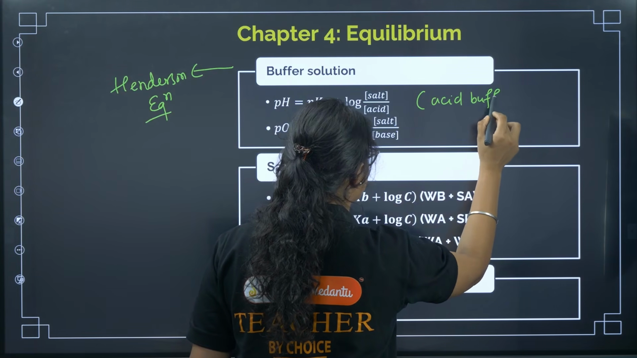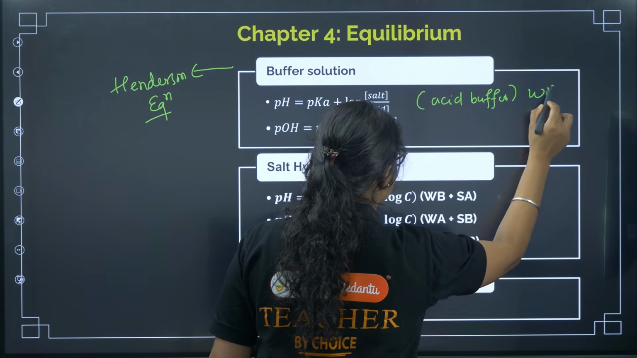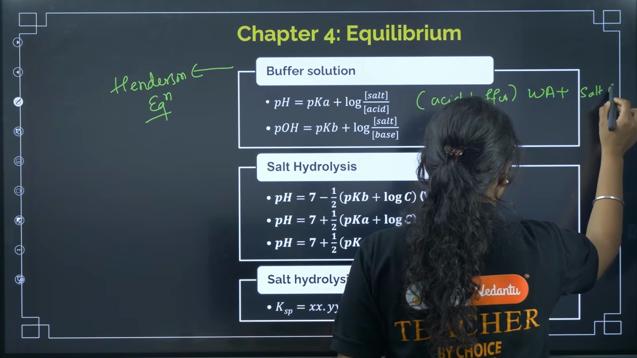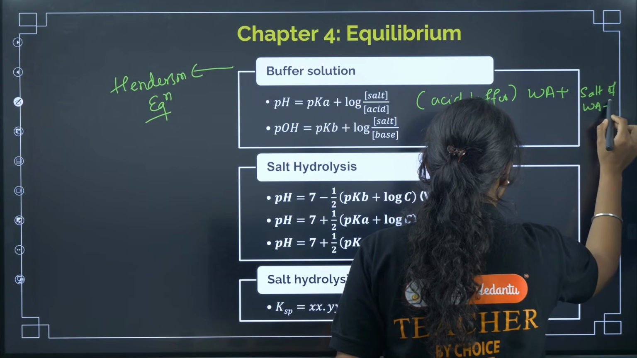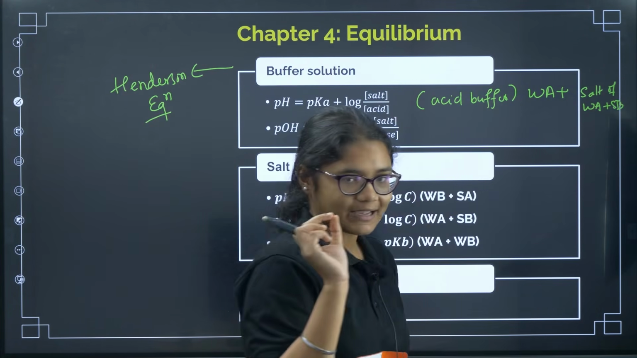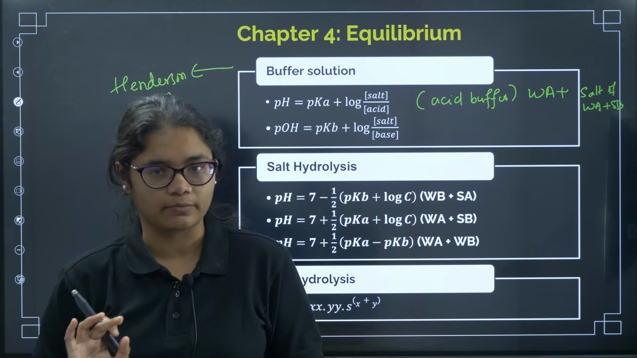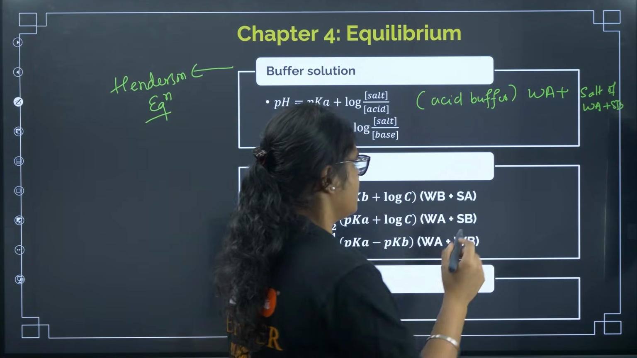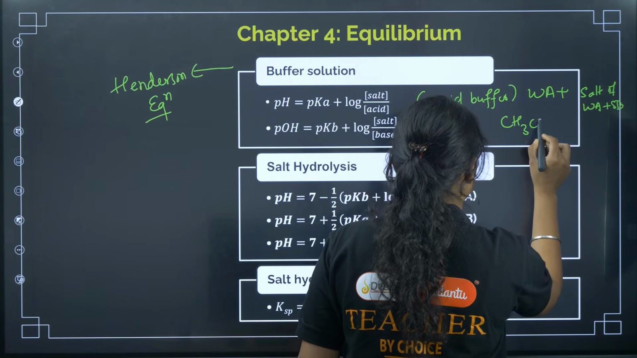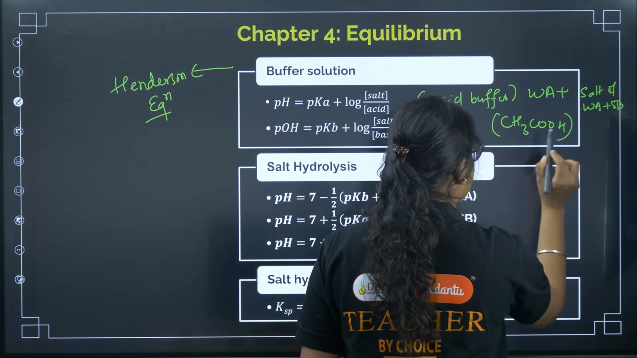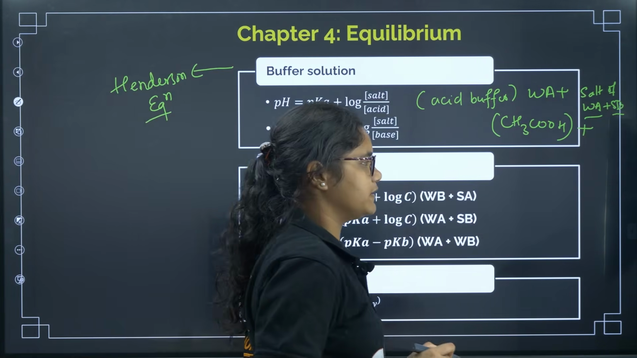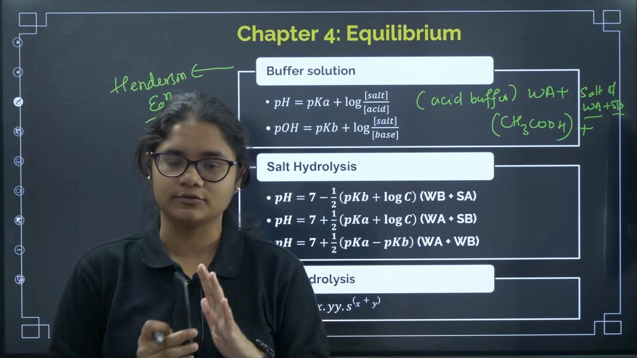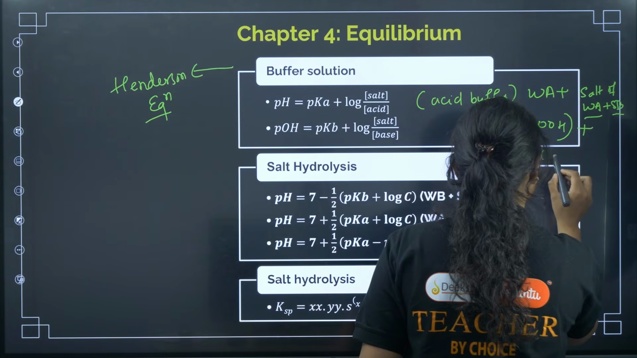Now an acidic buffer is made up of what? Weak acid plus salt of weak acid and strong base. Example: weak acid, I will take CH3COOH, plus salt of weak acid and strong base. If the weak acid is CH3COOH and the strong base is NaOH, the salt will give you what? CH3COONa.